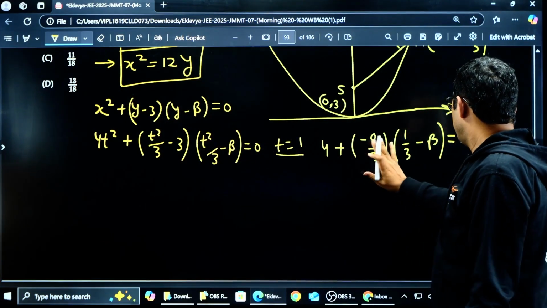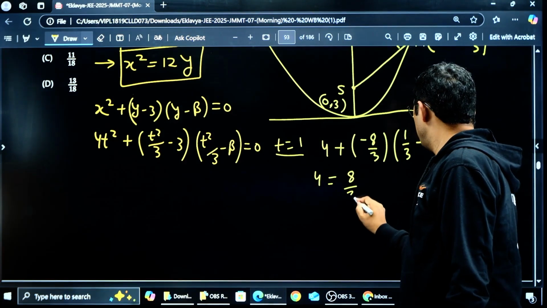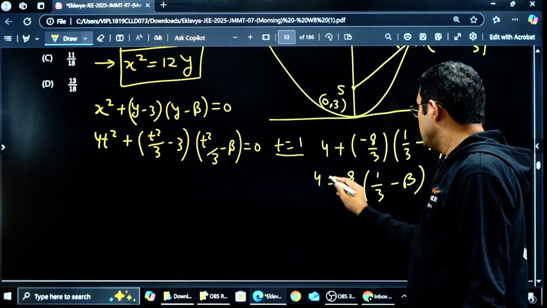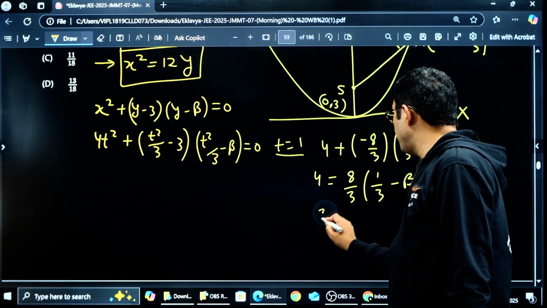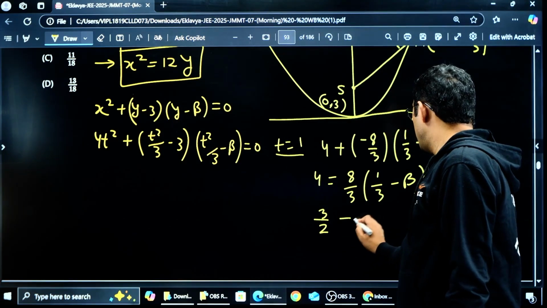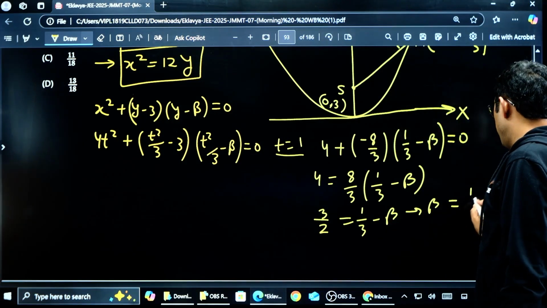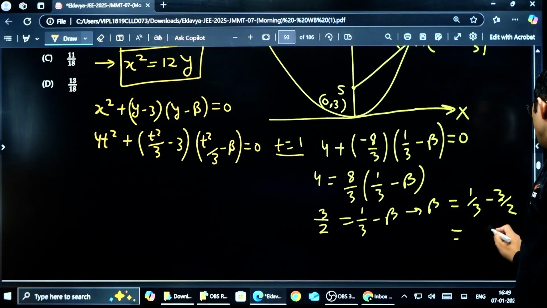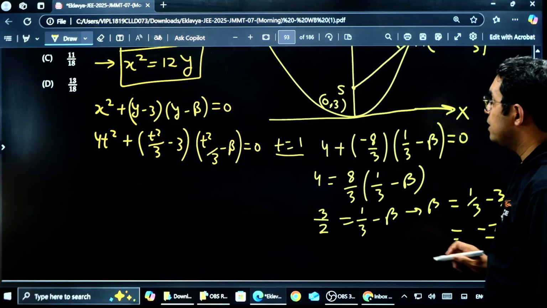So I can keep this that side. 4 equal to 8 by 3 into 1 upon 3 minus beta. 3 will go that side, so it will be 12 upon 8. So I think it will become 3 upon 2 equal to 1 upon 3 minus beta, which gives beta equal to 1 upon 3 minus 3 upon 2, that is 2 minus 9, that is 7 upon 6. So beta is coming out to be minus 7 upon 6.